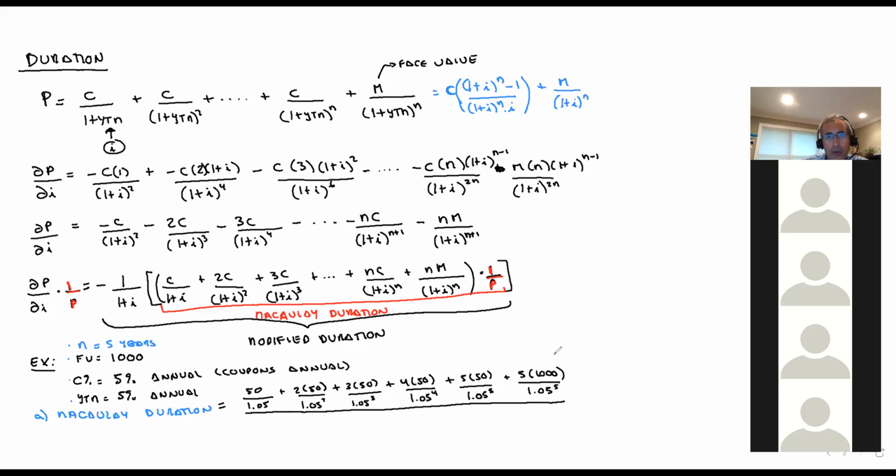Yes. Okay, now I need to divide all this by P. So multiply 1 times P divided by P. So this one here is going to be 50. I just apply this formula here. 50 times 1.05 to the power 5 minus 1 over 1.05 to the power 5 times 0.05, plus 1000 divided by 1.05 to the power 5. Okay, so this is what you need to compute.